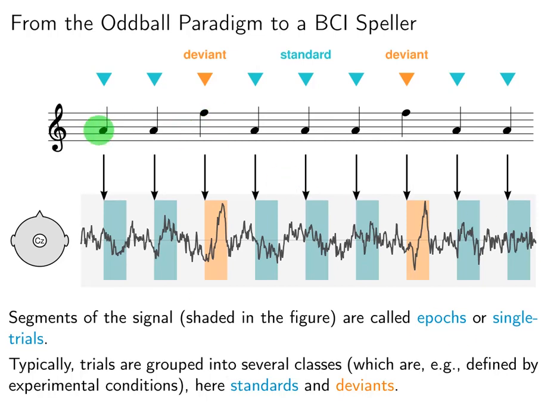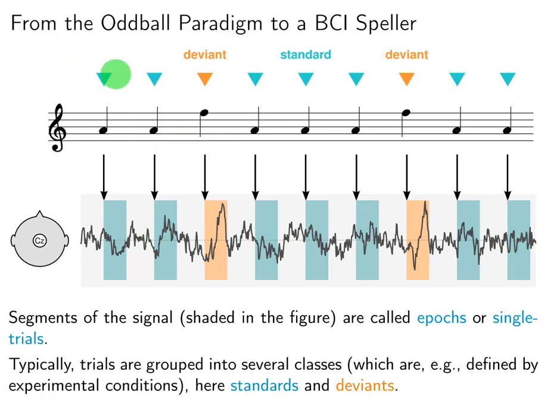Let's take a look at this example. So assume that our stimuli is a beat or musical tone with deviant and standard, two different types of the stimuli. So when you provide these auditory stimuli to the user and then record data from the scope, here shown CZ channel.